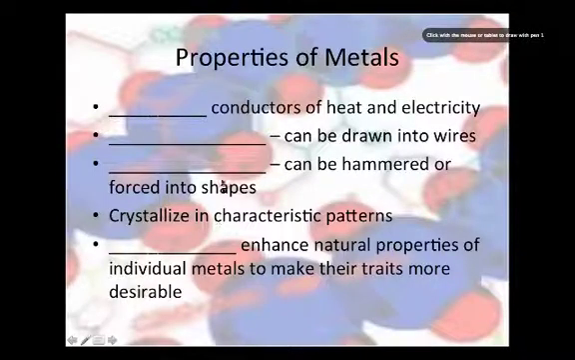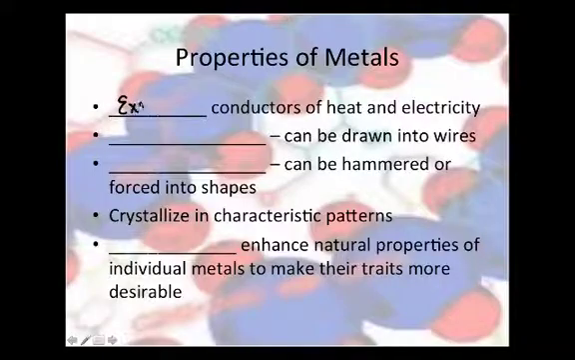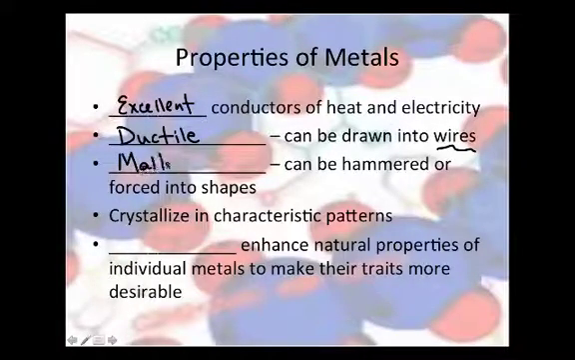Having the electrons free to move allows them to be excellent conductors of heat and electricity. They're also considered to be ductile, which means they can be drawn into wires. Another feature of metallic bonds is that metals are called malleable. They can be forced or hammered into different shapes without shattering.